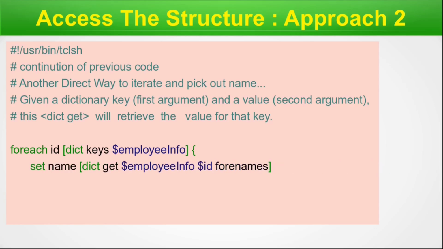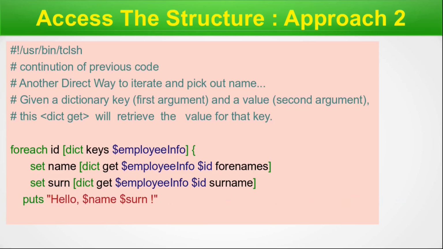Then what we write, set name, then we use the dict get procedure, and then we use employee info, then ID, then forename. So this way, we first access the employee info dictionary, then the ID means the next key, and then the next key is written as forename, okay. Here is the surname. So we are getting the outcome of this in two different variables, name and surname, as the forename and the surname, right?